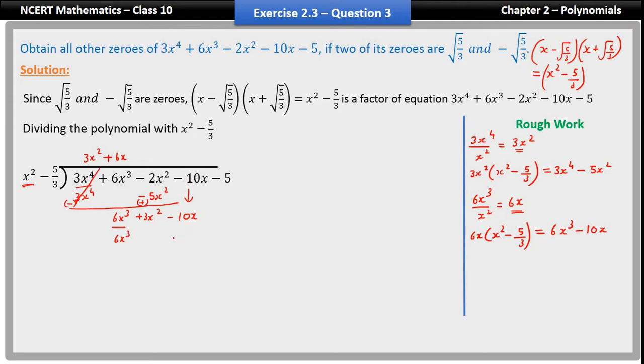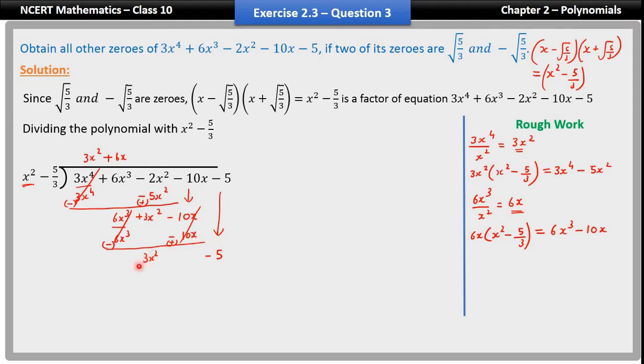6x cube minus 10x. Again, be careful to group the terms with the same power. So do the subtraction. So let's change signs. Plus becomes minus, minus becomes plus. 6x cube minus 6x cube gets cancelled. Minus 10x plus 10x gets cancelled. So what we are left with is 3x square, and this minus 5 comes down. Minus 5.